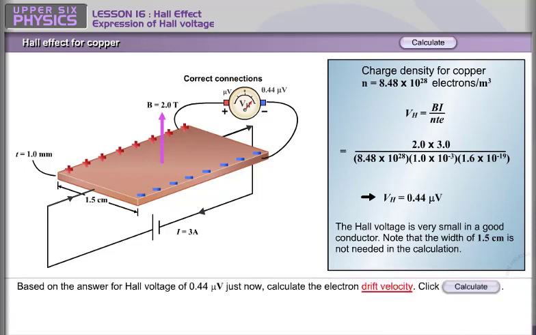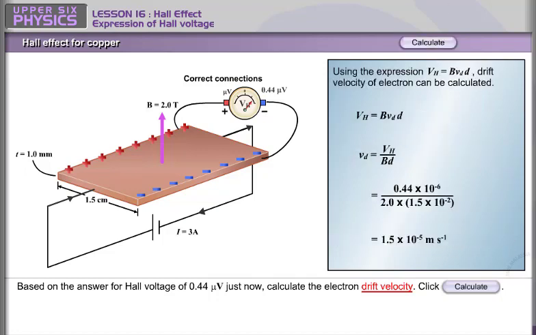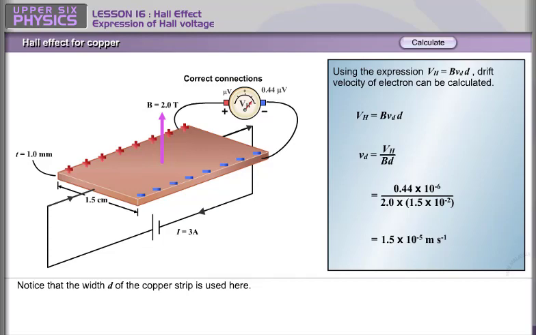Based on the answer for Hall voltage of 0.44 microvolts just now, calculate the electron drift velocity. Click the Calculate button. Notice that the width d of the copper strip is used here.